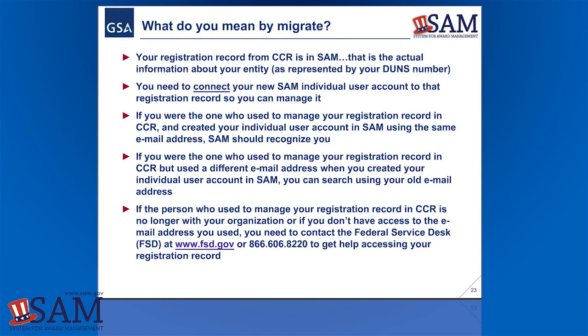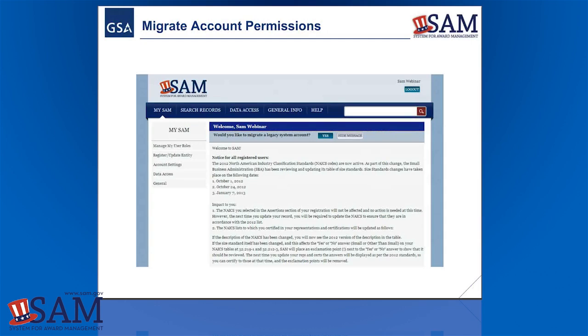If, however, the person who used to manage your record is no longer with the organization, for now, you will need to work with the help desk at the Federal Service Desk, and the information is there, www.fsd.gov or 866-606-8220 to get help accessing your old record. And you will need to provide some information to make sure that you legitimately are associated with that organization, which I'm sure you understand is for your own security.